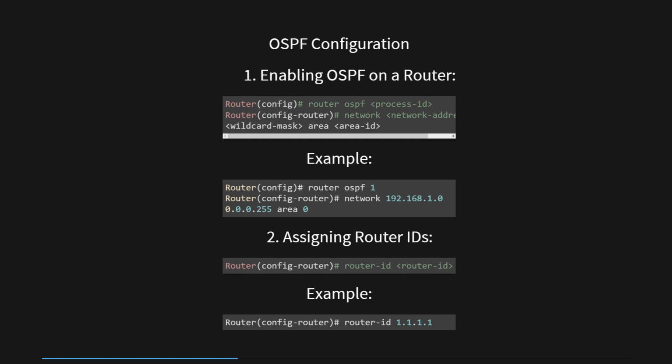By default, the highest IP address of any active interface becomes the router ID. However, we can manually set the router ID using the router-id command, followed by the desired router ID. For instance, router-id 1.1.1.1 sets the router ID to 1.1.1.1.